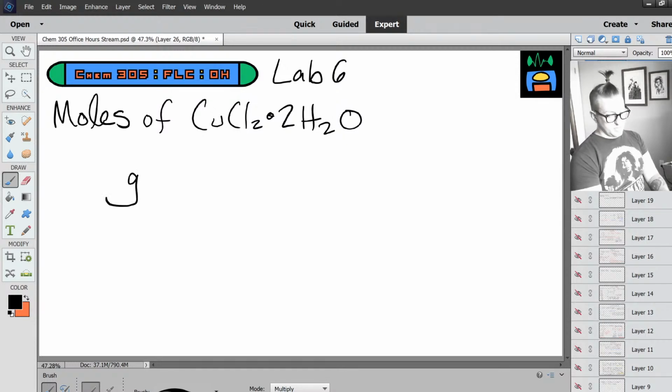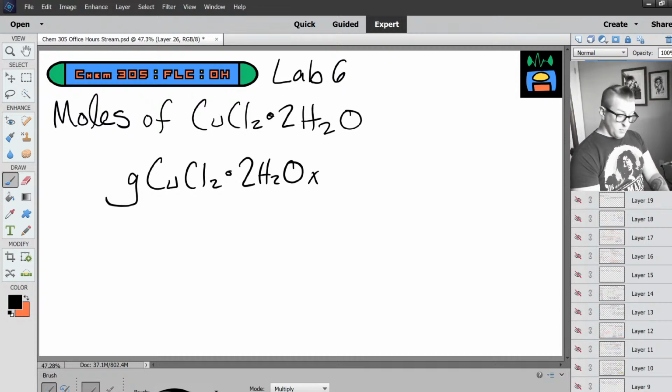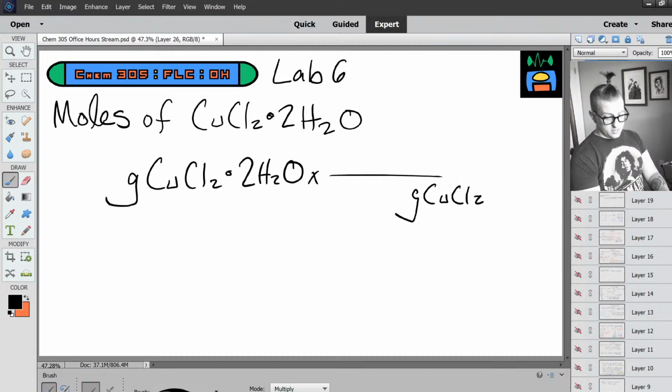You've got your grams of copper 2 chloride. To find your moles, you got to multiply this by the molecular weight. That's how you find moles.